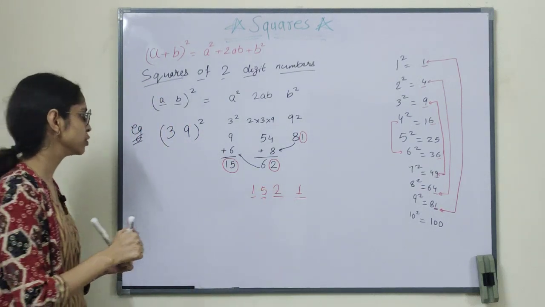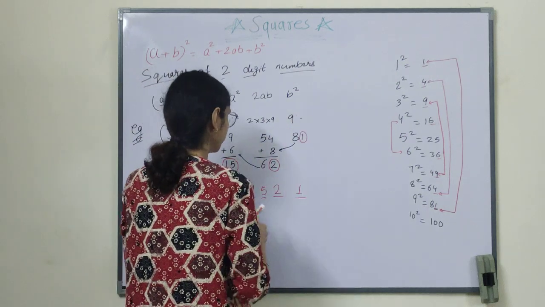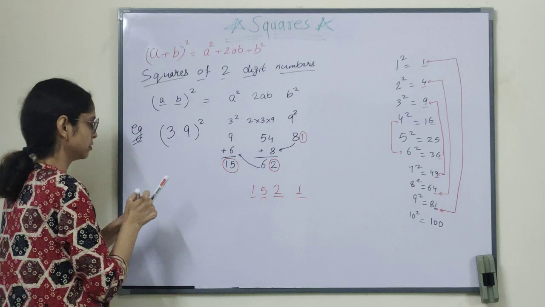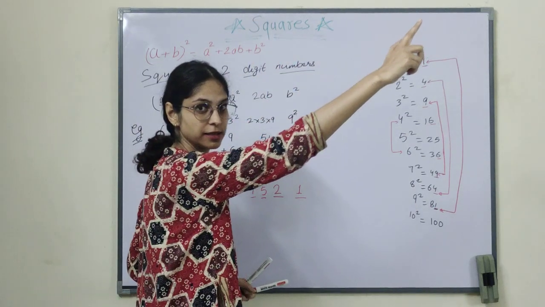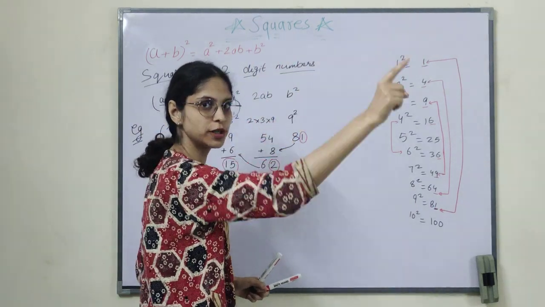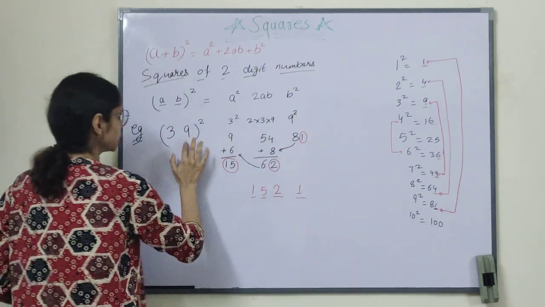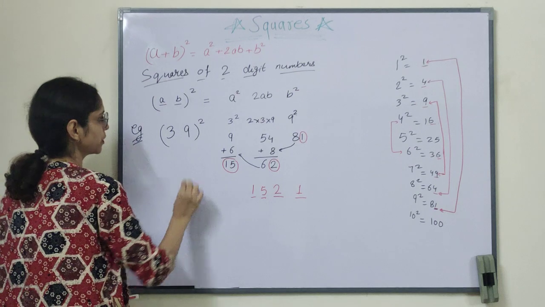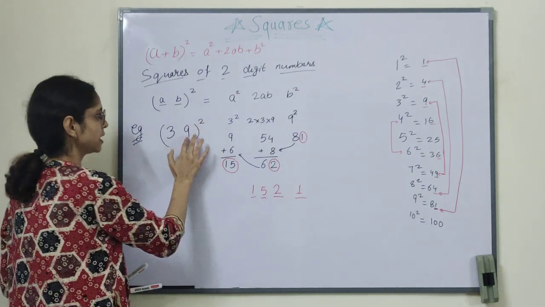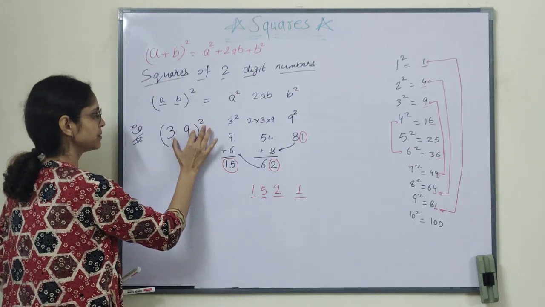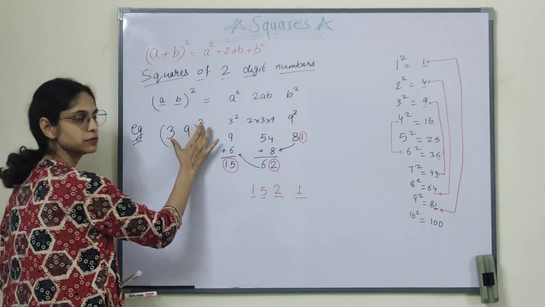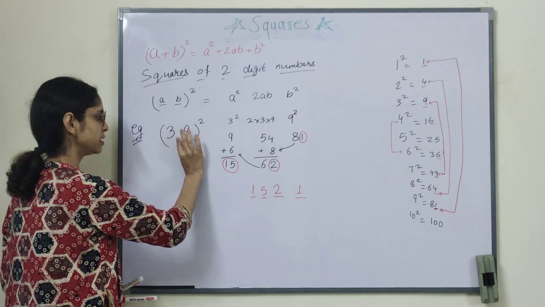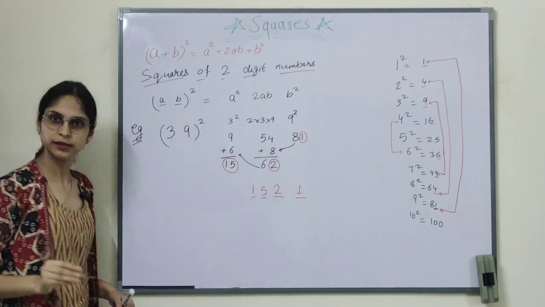Alright. So what we have done, we have taken 9 square, always write from that side, okay, because that is going to determine your units place or ones place. So 9 square, then 2 times 3 times 9, and then 3 square. That is how we are going to write.